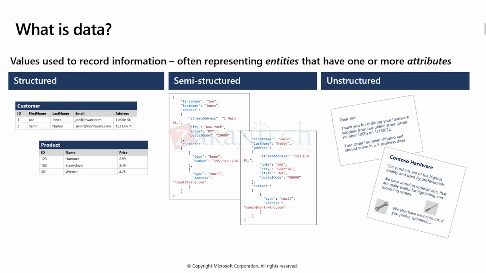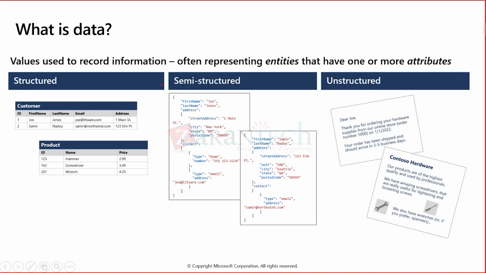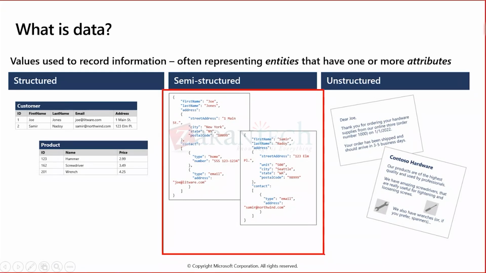Now, second is semi-structured data. Semi-structured data looks like this, the example. Semi-structured data is information that has some structure, but which allows for some variation between entity instances. Variation is allowed.